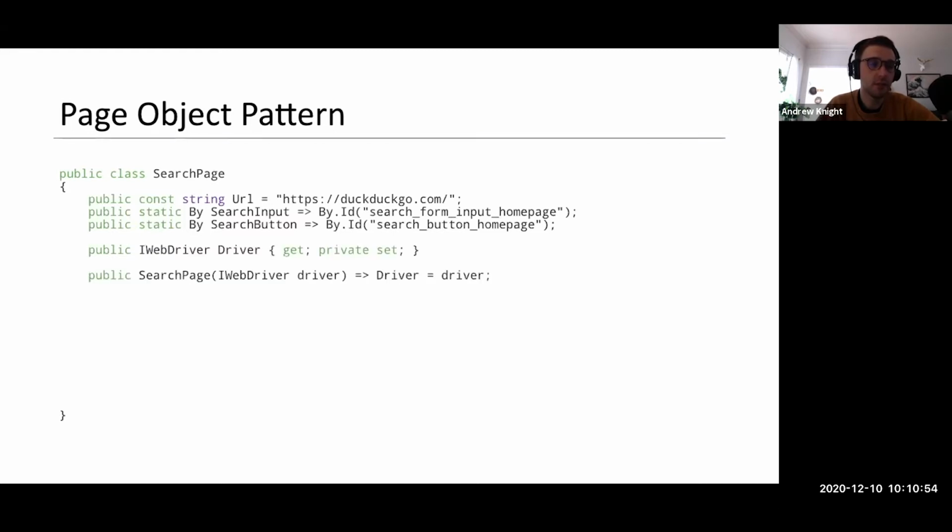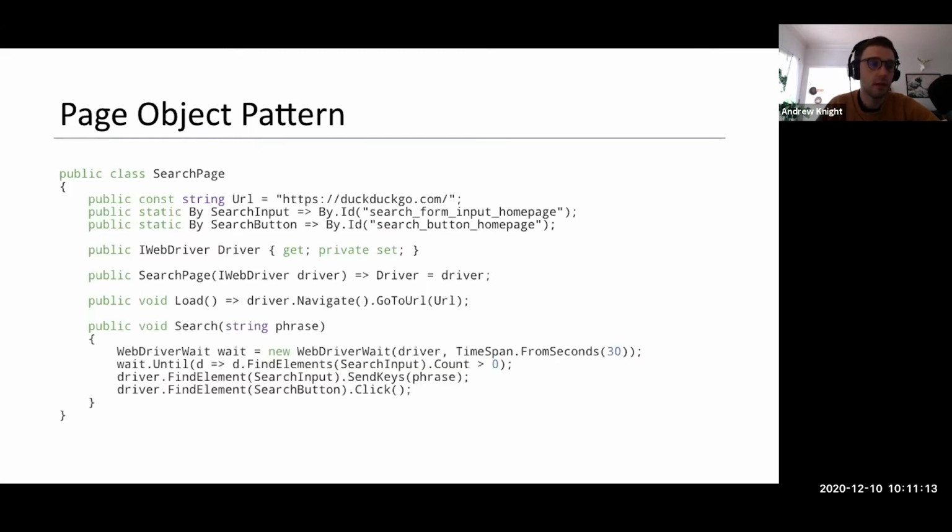Next, there could be a variable to hold the WebDriver reference. This reference would come via dependency injection through the constructor. The first method would be a load method that navigates the browser to the page's URL. And the second method would be a search method that waits for the element to appear, enters the phrase into the input field, and clicks the search button.